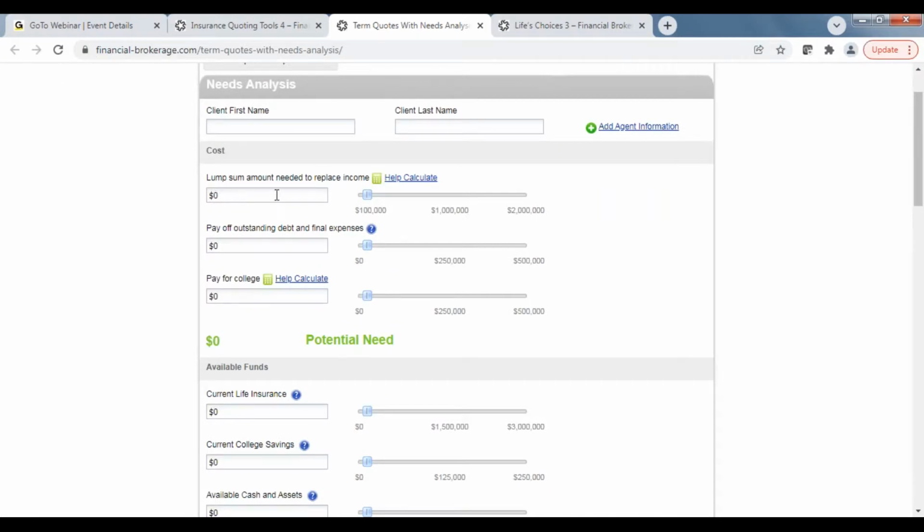And in this case, we start off with the lump sum needed to replace income. You could pull that off the chart we saw in the allocation tool, or you could also click on the Help Calculate button. And whenever that pops up, we're going to have a calculator that can do the same thing. It can help you figure out the amount of income needed for a certain period of years.